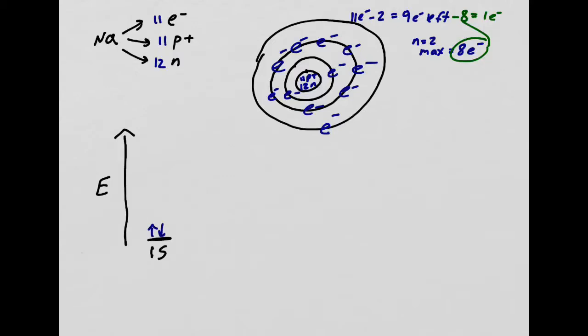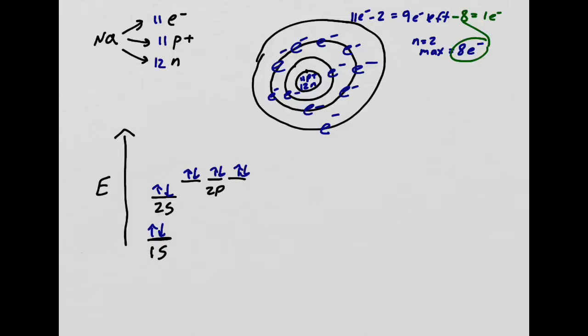1, 2. Then I'm going to go to the second energy level, second floor. I have an s orbital in the second floor. I also have a p orbital in the second floor. And p has a higher energy than s. So I'm going to put 2 in an s orbital, and I'm going to put 6 in a 2p orbital.